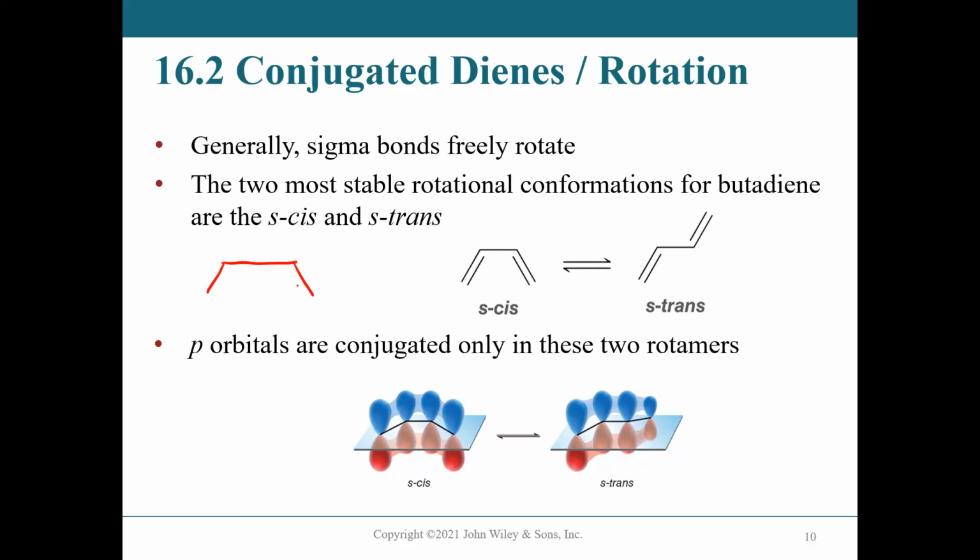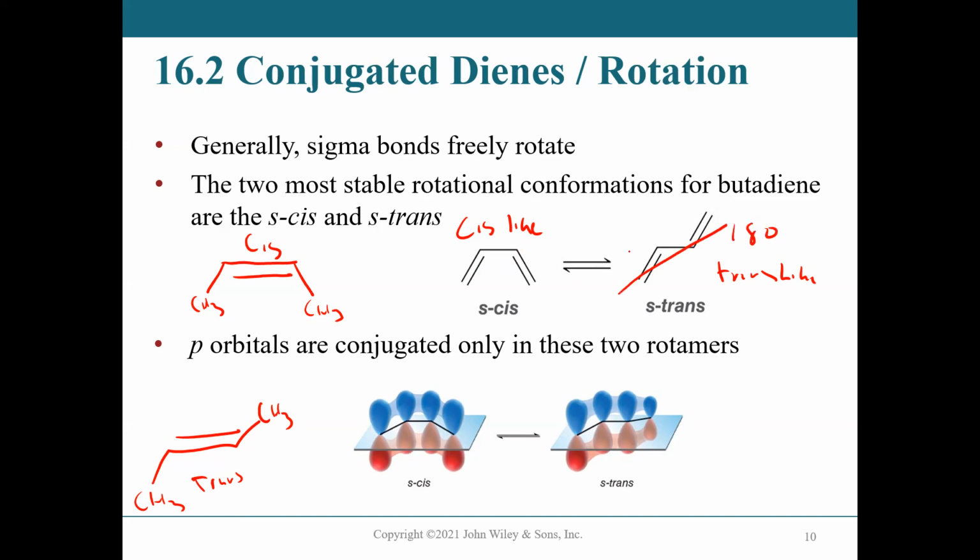We talked about cis and trans, where if these are methyl groups here, I just draw CH3, this would be cis. And if this was like this, and these are your methyl groups, this would be trans. So s-cis, they say it's cis-like. That's what the textbook says. And this is trans-like. So we have an s-cis, it's cis-like. So it's 0 degrees. And then here, this would be 180 degrees.